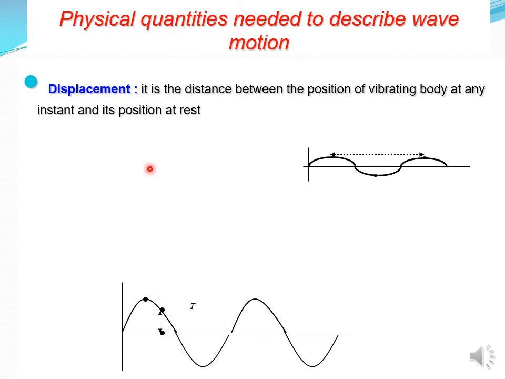This is the displacement. It is the distance between the position of vibrating body at any instant and its position at rest. ادي at any instant وادي at rest. The distance between the position of the vibrating body at any instant like here and at rest like here is called displacement.